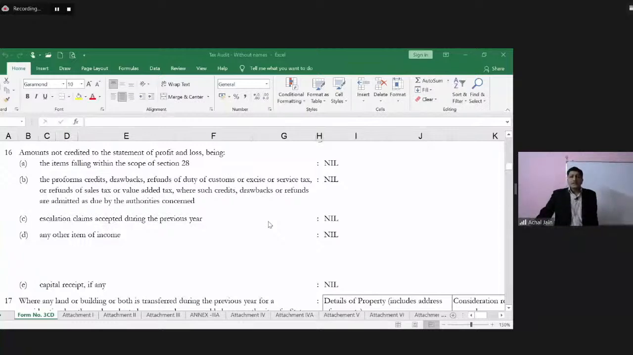It may happen that there is a refund or duty drawback or something of this nature as per point number B, which has been admitted as due by the department, by the authority, meaning the relevant department from which that refund has been claimed. Many a times, assessees do not record that as income or do not take it to P&L till the time it is actually received. Now, in such a case, what are we required to do?